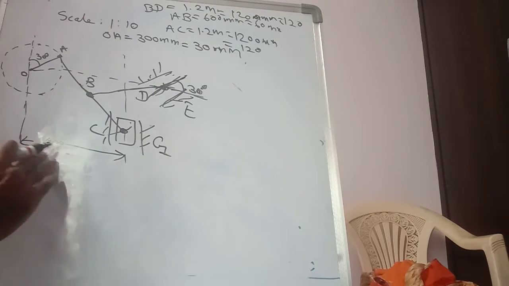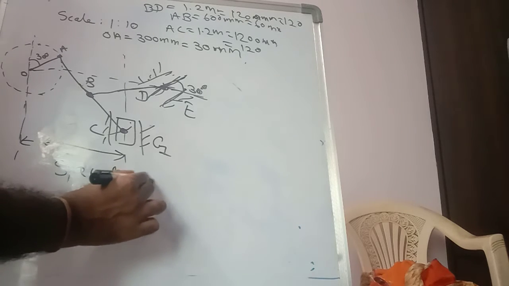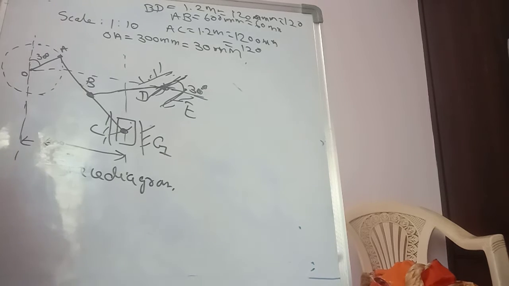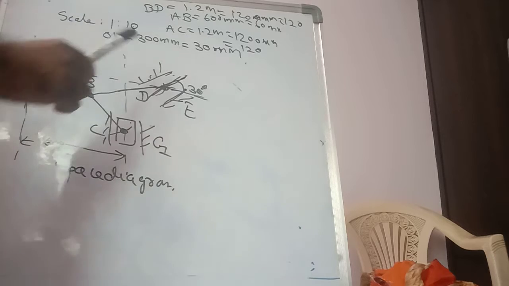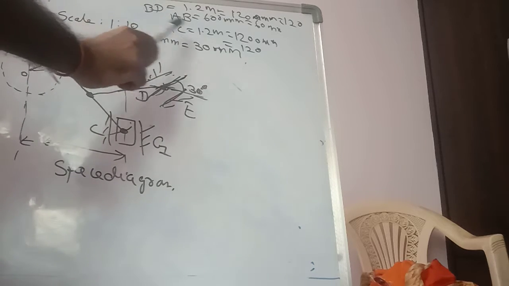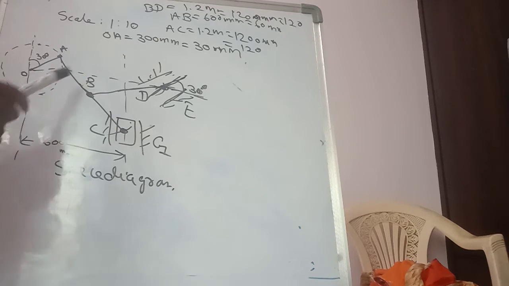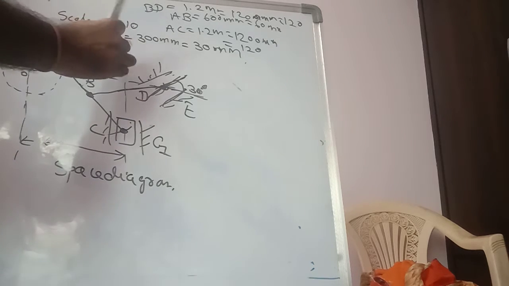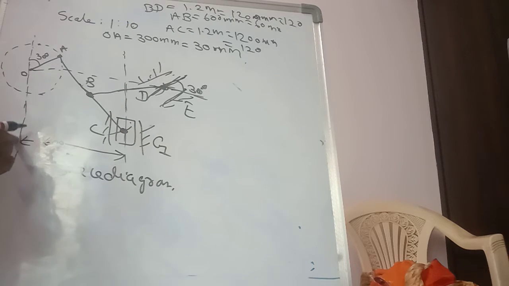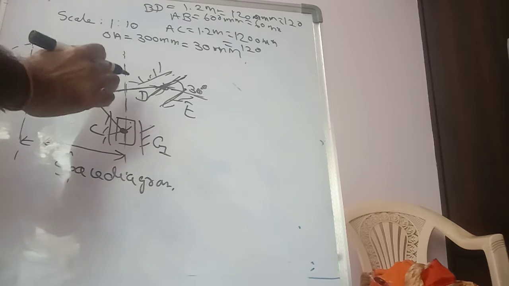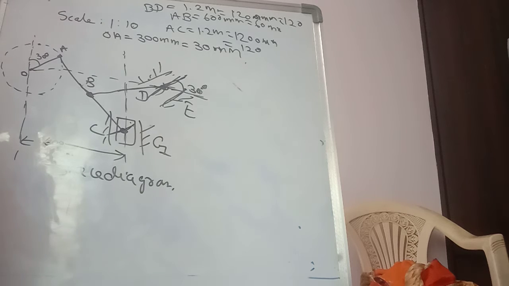First we have to draw the space diagram. I am repeating once again. First draw a crank OA. OA is equal to 300 mm. By taking scale 1:10, OA is 30 mm, but the actual length is 300 mm. Now from O, you draw another vertical line at a distance of 600 mm, which is 60 mm as per scale. Now A as center and 120 mm as radius, draw an arc. You get the point C.